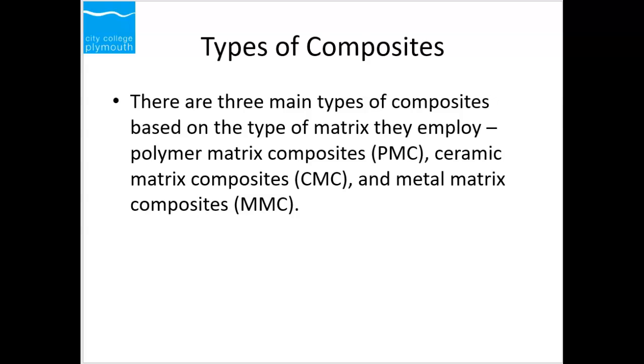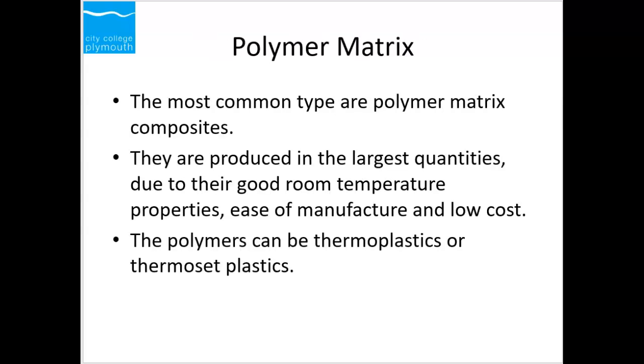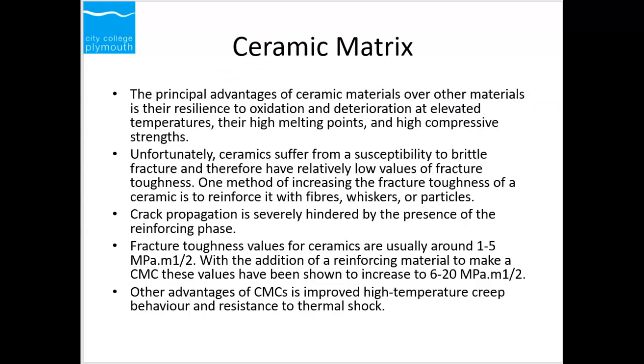Now for the polymer matrix, they are produced in large quantities due to their good room temperature properties, ease of manufacture, and low cost. Polymers can be thermoplastics or thermosetting plastics. There are advanced polymer matrix composites which are quite expensive as well. So these are the generic ones. Then we have the ceramics.